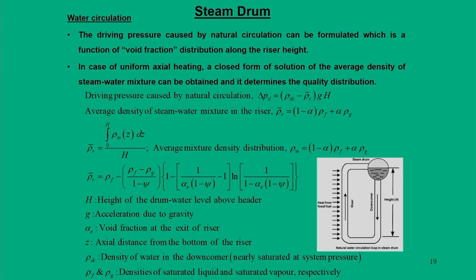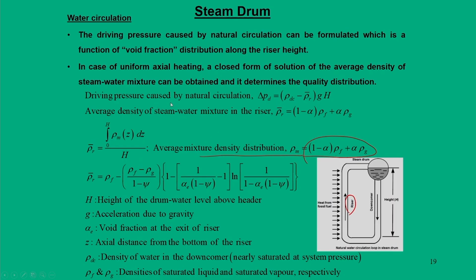Then we also talk about the average density of the steam mixture in the riser part, and the average mixture density is based on the density of the liquid phase and the density of the gas phase, and alpha separates between these two, where alpha is nothing but the void fraction. So, this is a mathematical way of representation, I am not going into deep detail.